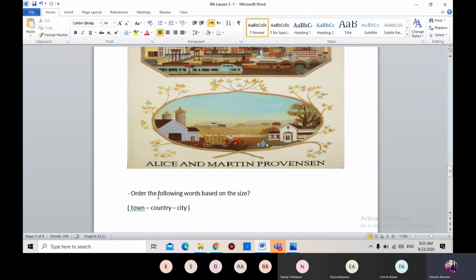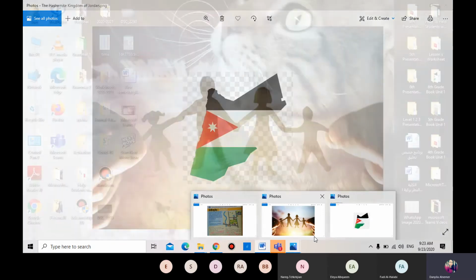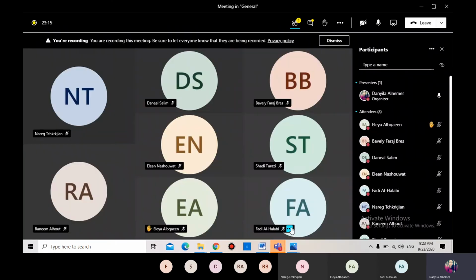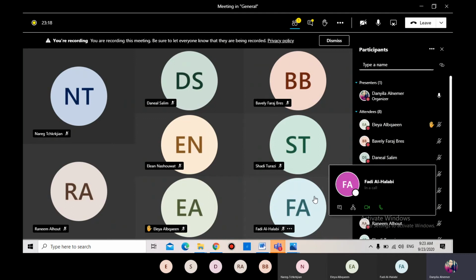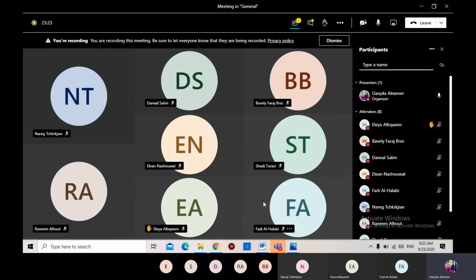So, this is an activity. Order the following words based on the size. We have a town, country, and city. As I showed you, this is the country, the Hashemite Kingdom of Jordan, which we live in. And then we have a town, and then we have a city. Which ones are the bigger and which ones are the smaller? Who can put them in order by size? Which one is the bigger?